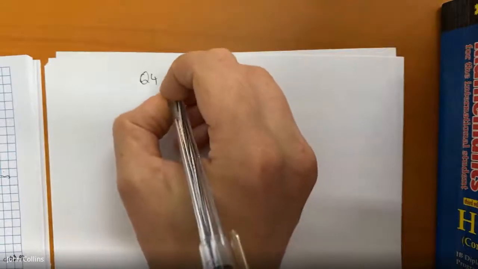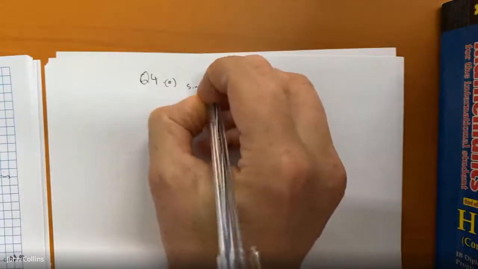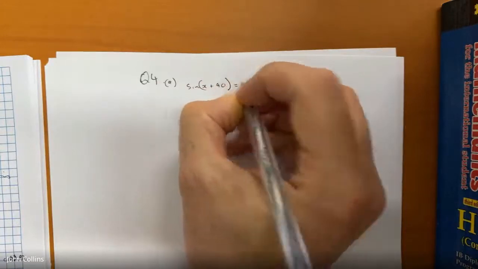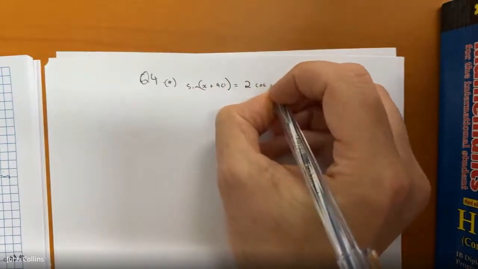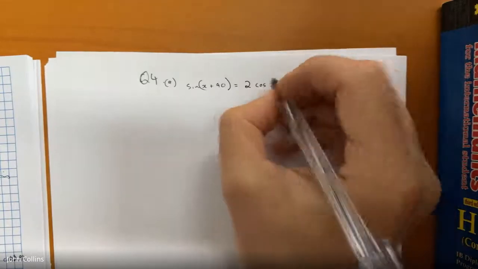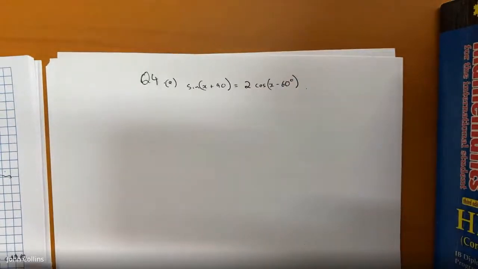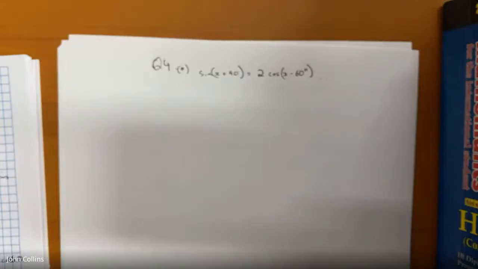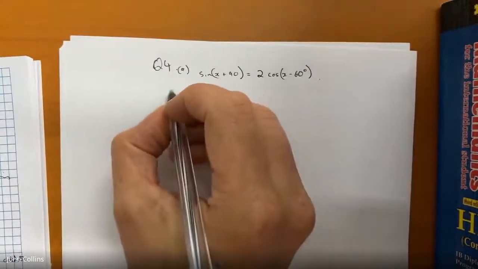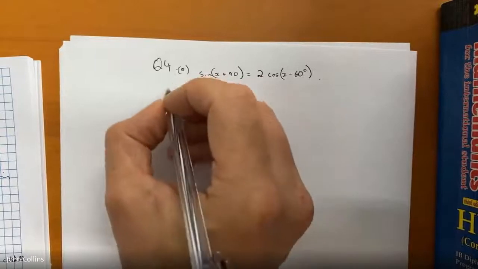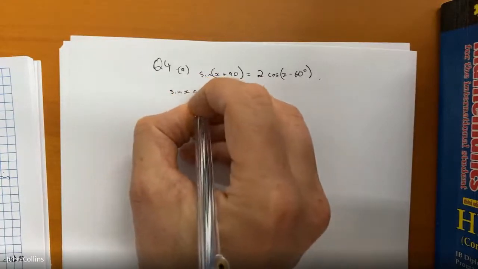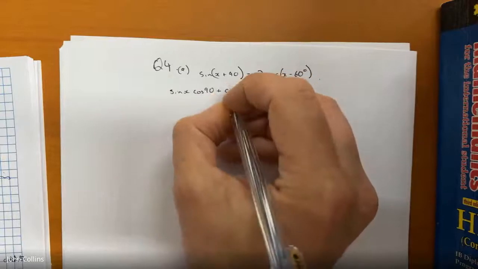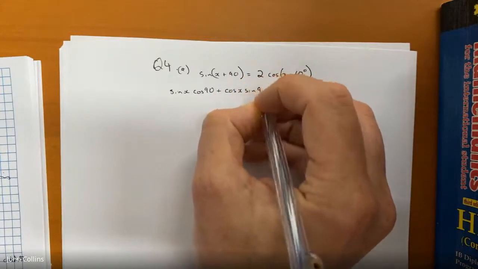Okay, so part A. Sine of x plus 90. Solve this equation. It equals 2 cos of x minus 60. So this is really testing our trigonometry skills. In its present form, I can't solve it. So I'm going to use some compound angle formulas to get rid of these compound angles. I'm going to do the sine compound angle formula here and get sine x cos 90 plus cos x sine 90.